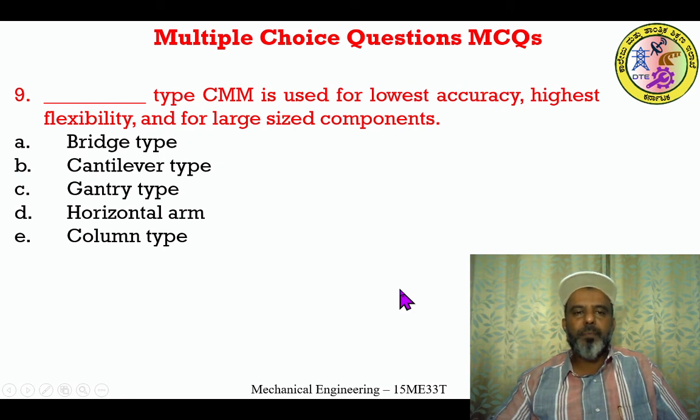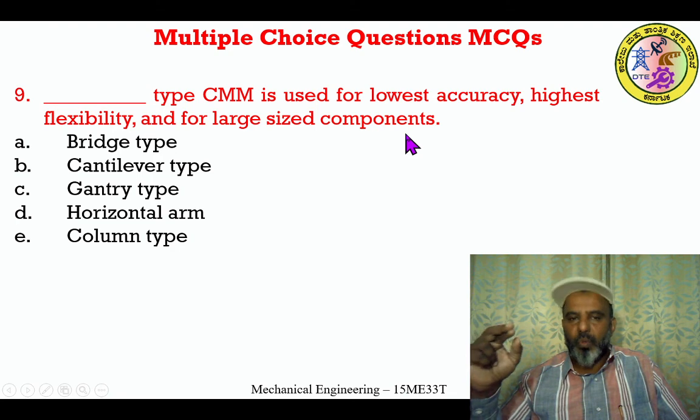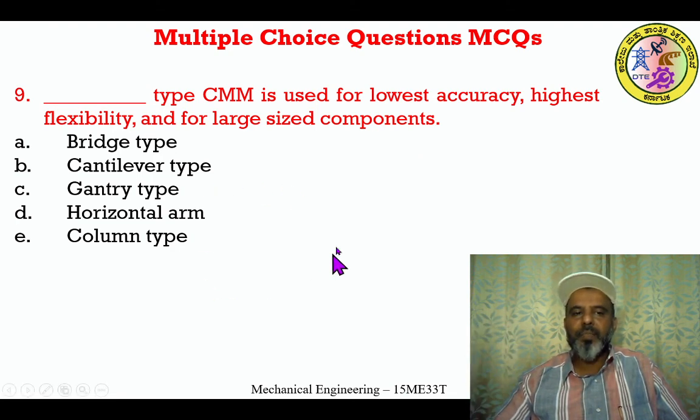Now the next question is: the dash type CMM is used for lowest accuracy. Remember this: lowest accuracy, highest flexibility, and for large size components. For large size components, 2 different types are used. One is gantry type, another is horizontal arm type. Now you have to decide, and also he tells lowest accuracy and highest flexibility. The lowest accuracy is which machine, and highest flexibility is in which machine. For large size components, either gantry type or the horizontal arm type can be employed. But based on this lowest accuracy and highest flexibility, you have to decide the answer.